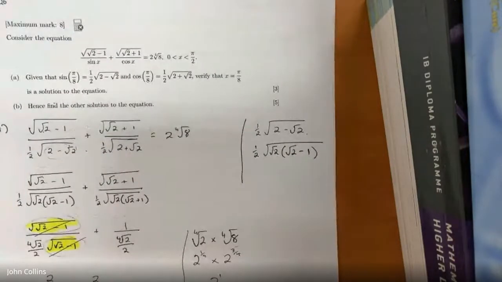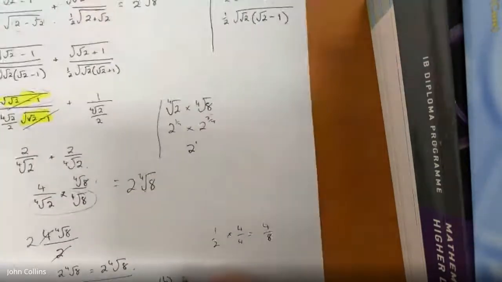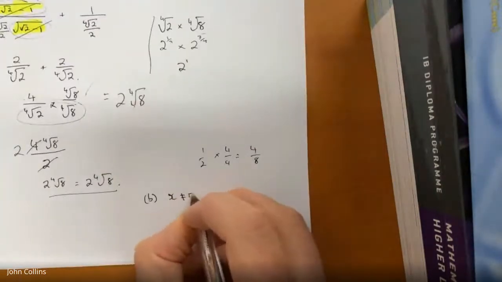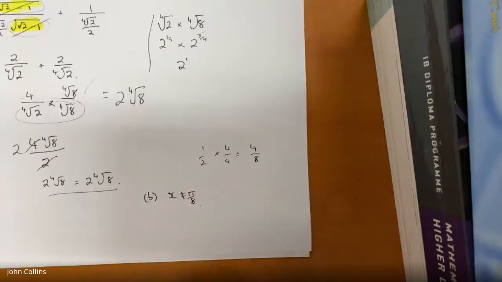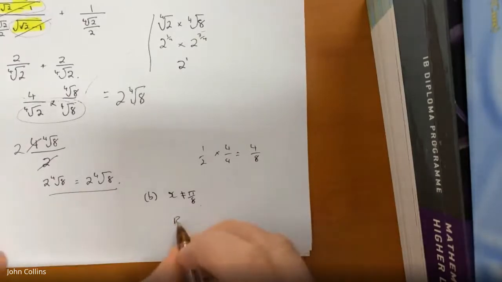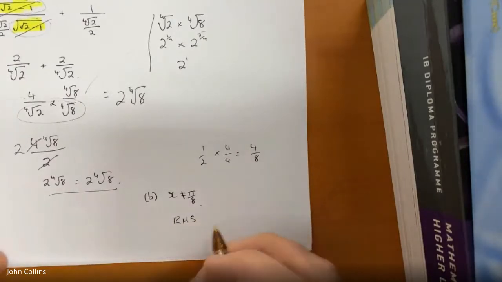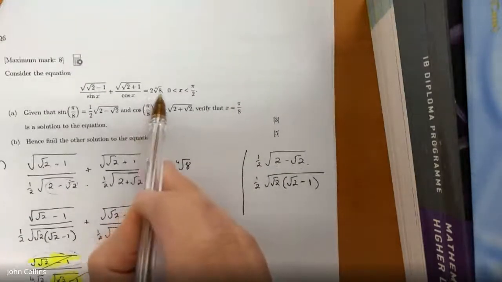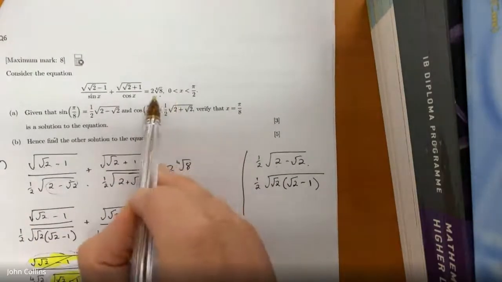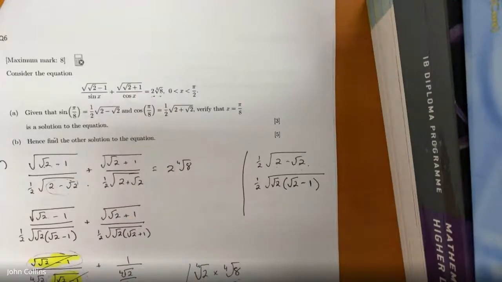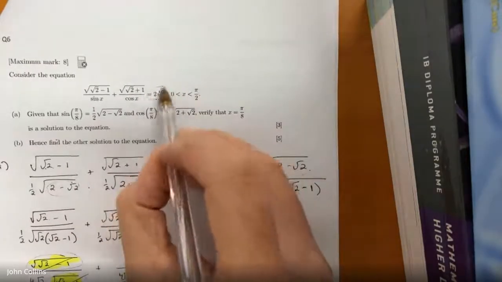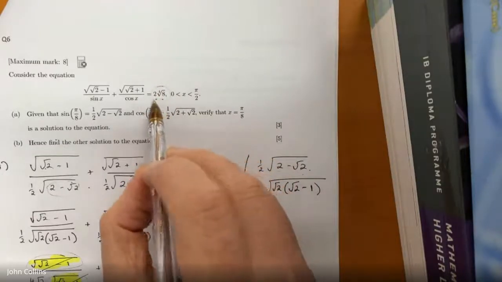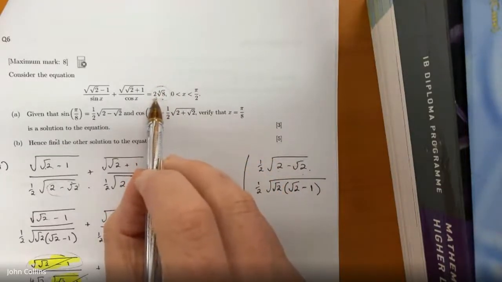So for part B, x will not equal pi over 8, so you're going to have to solve it. In order to do that, you have the right hand side looking like it is, and the left hand side is equal to 2 to the 4th root of 8. Keep that the same for the moment. What I want to do is multiply this by something, and this is what you have to figure out, so it turns into an integer.